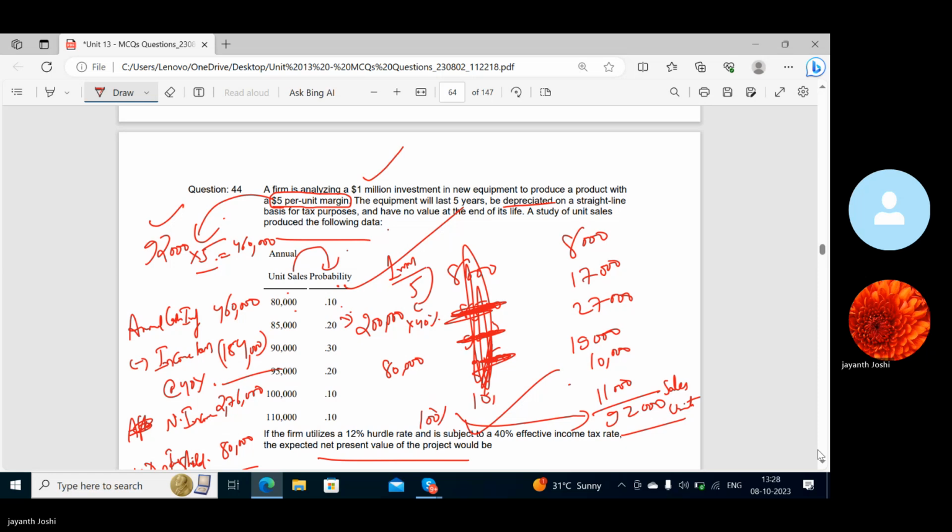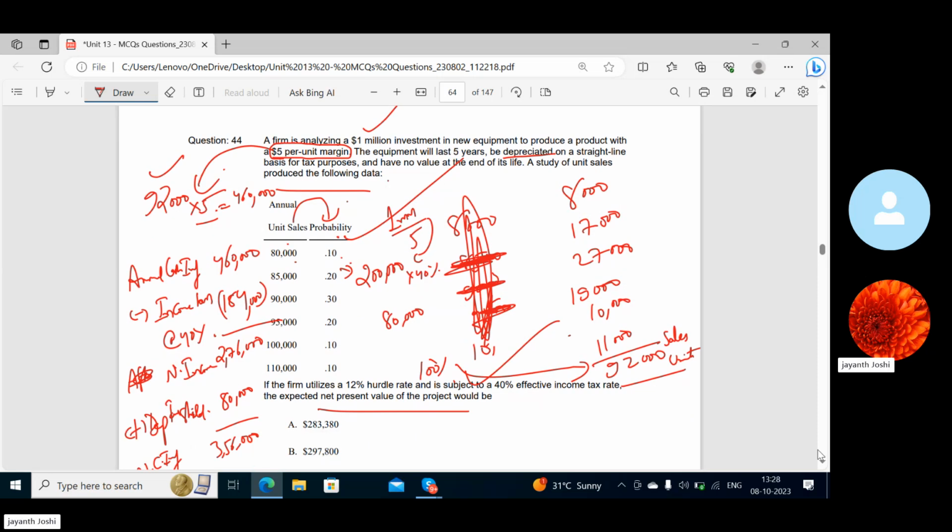Just a second. The equipment will last 5 years. Okay. But annual unit sales, 1, 2, 3, 4, 5, 6 years they took.